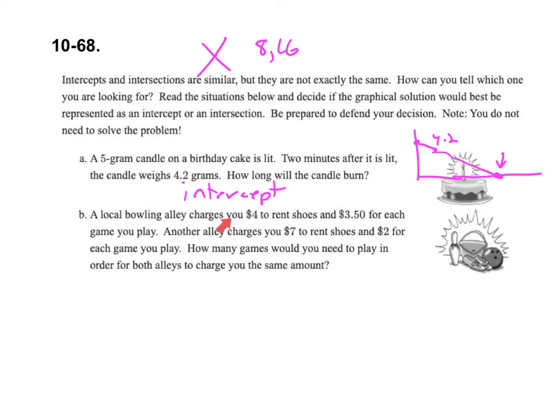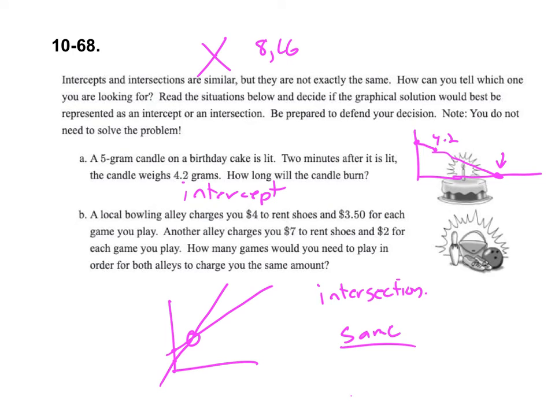Next one. A local bowling alley charges you $4 to rent shoes and $3.50 for each game you play. Another alley charges you $7 to rent shoes and $2 for each game you play. How many games would you need to play in order for both alleys to be the same amount? Well, there I'm talking about two lines. One is starting at that $3.50 and is charging me $4 to rent shoes, so it's going to be something like that. And the other one is charging you $2, but charges you a steeper rate to rent shoes. So then I'm talking about when are they going to be the same? That is going to be an intersection. That is when are they the same. So the same is a good word there to help you find that.